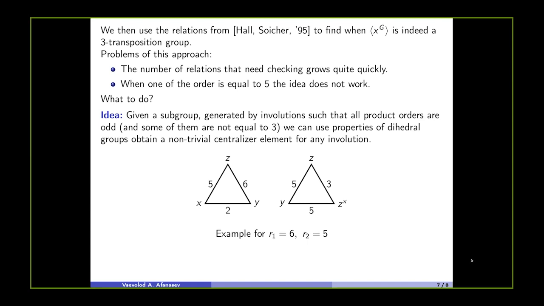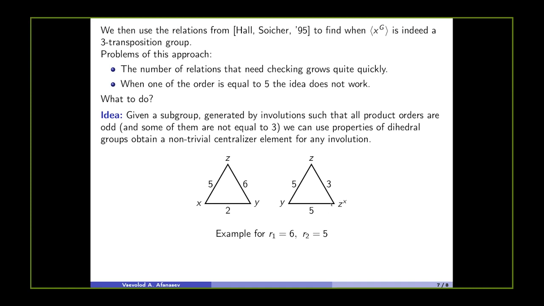So if we are given a subgroup generated by involutions such that all product orders are odd and they do not all equal 3, then we can use the properties of dihedral groups to obtain a non-trivial centralizer element for any involution which generates that subgroup. So for example, if we have the following case where the product of X and R1, where R1 is equal to 6 and R2 is equal to 5. I may have misnumbered them, but that doesn't really change the picture.